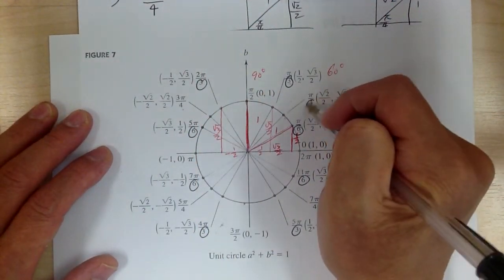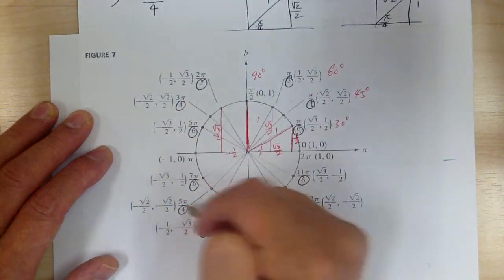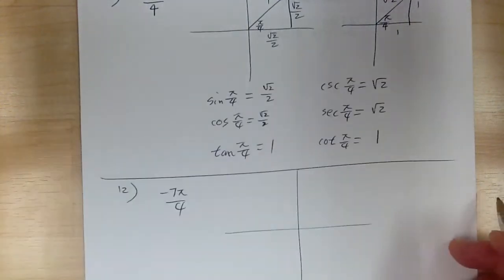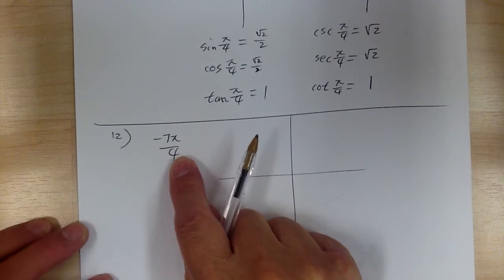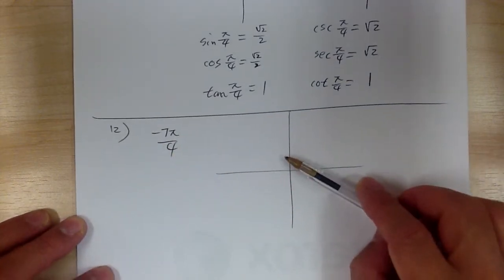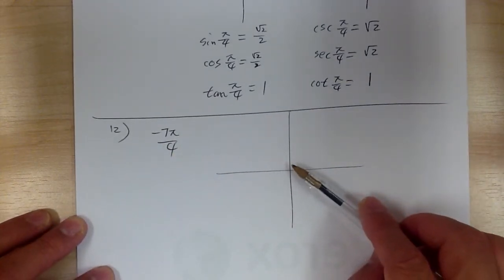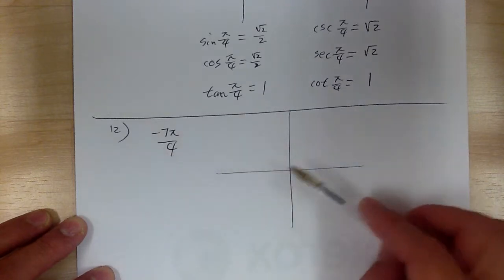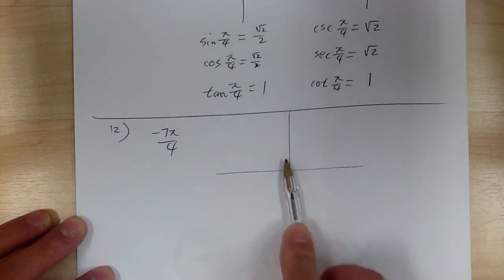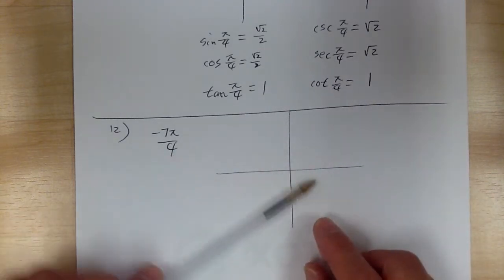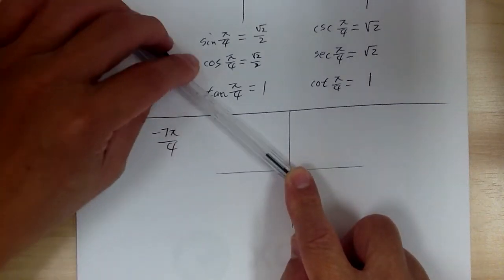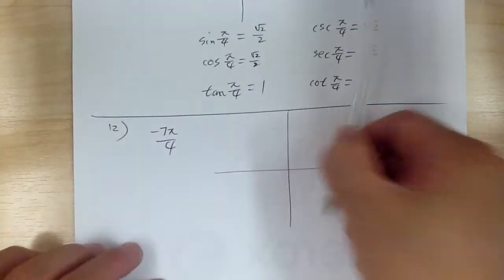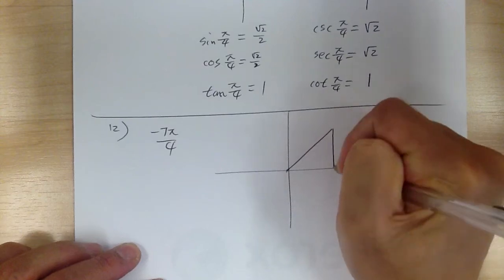And when the denominator is 4, it's going to be halfway in between. Okay. And so negative pi over 4, you can just go around the clock, right? So you have to go this way because it's negative. So 1 pi over 4, 2 pi over 4, 3 pi over 4, 4 pi over 4, 5, 6, 7. So negative 7 pi over 4 is over here.